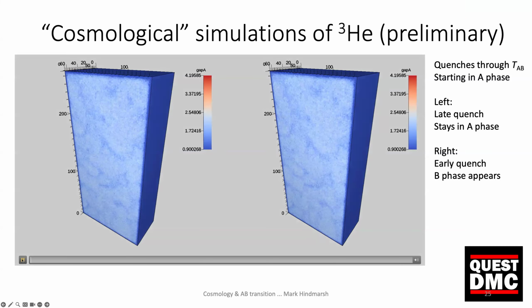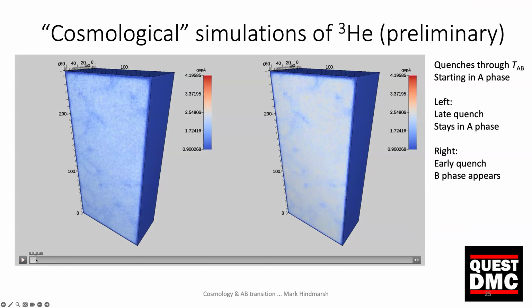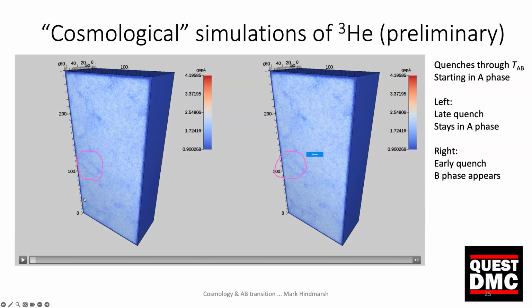So what you said is right, actually. Mark, could you pause that here? Yeah, go back a little bit. Yeah, here. Pause here. So you can see here, if I put an annotation in this region and this region, you can see a very slightly dark blue region here. Inside this region is a B phase, which froze out from the quench, started from the normal phase.